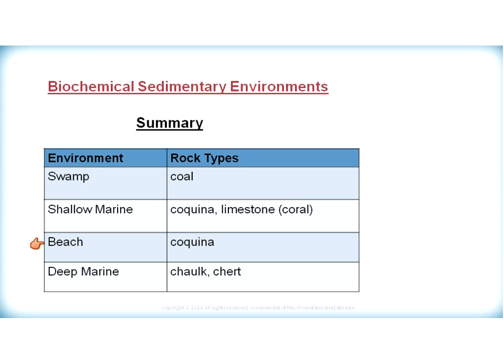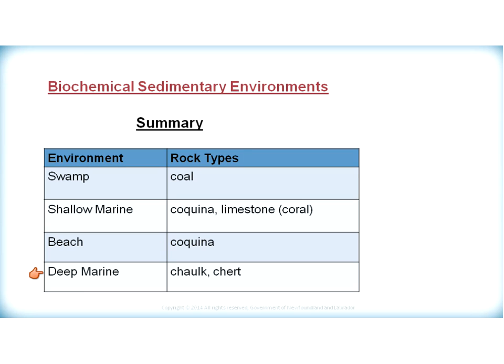A beach environment would be more conducive to forming the biochemical rock coquina. Once all the shell organisms that live in the shallow marine environment die, these marine organisms that have shells can break down into fragments, and all the fragments can then be washed ashore, forming beach environments. Such beach environments are commonly found in tropical areas.